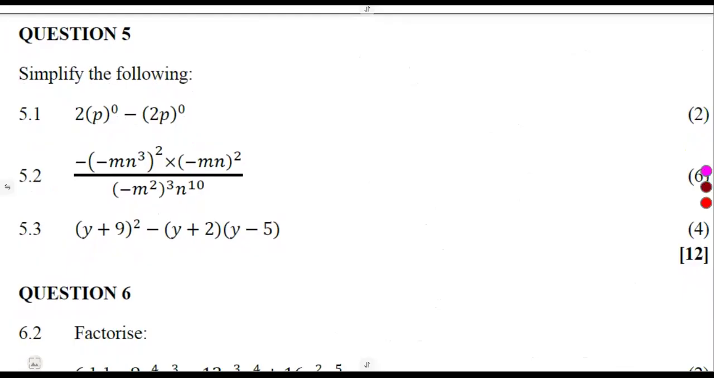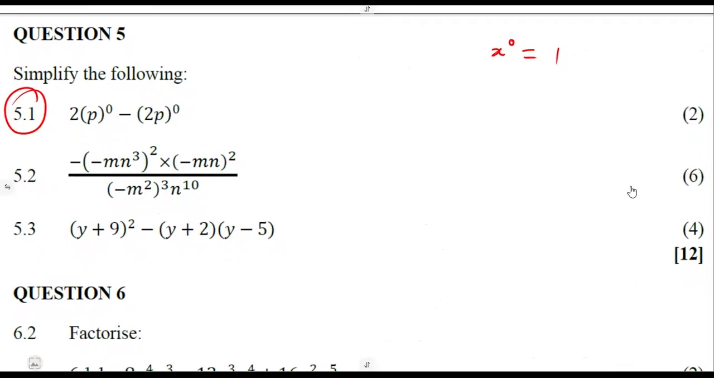All right, on question number 5, moving on, we are given simplify. 5.1, we are given 2p to the exponent of 0 minus the 2p in brackets to the exponent of 0. Yes, we do know every number raised to the power of 0 is 1. But be very careful on how the numbers are presented.